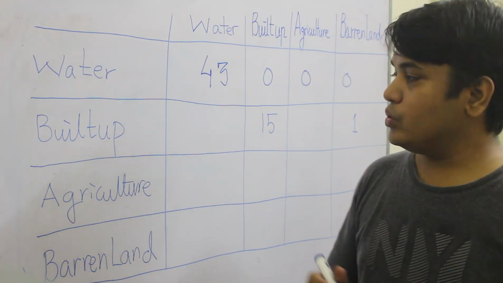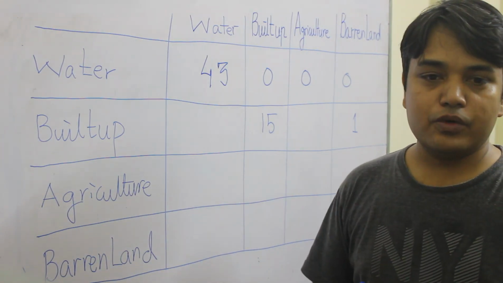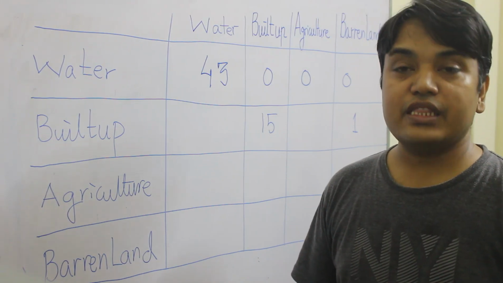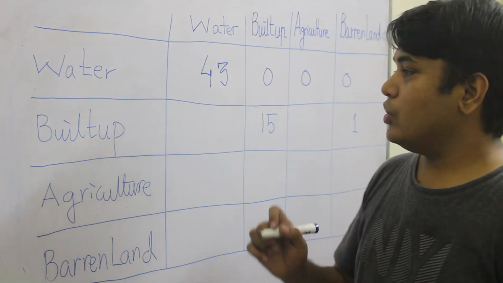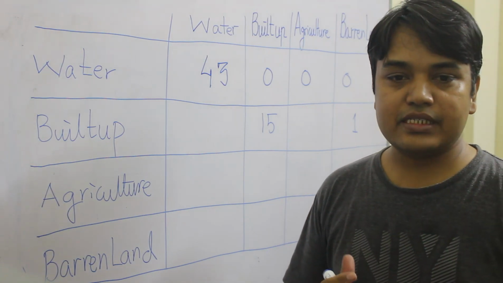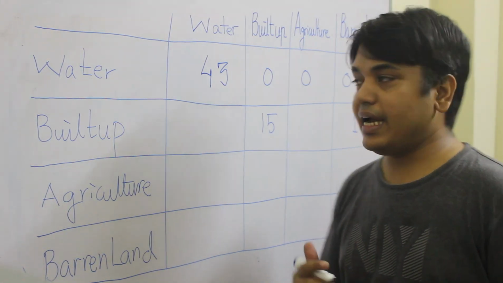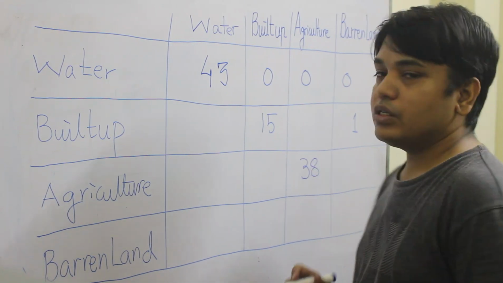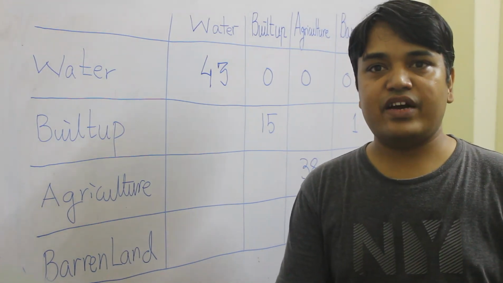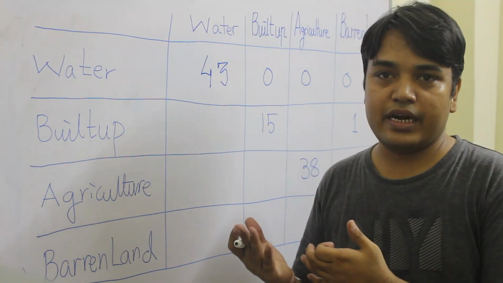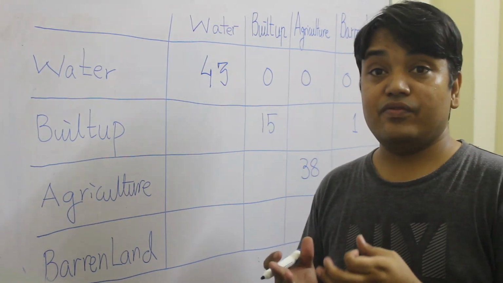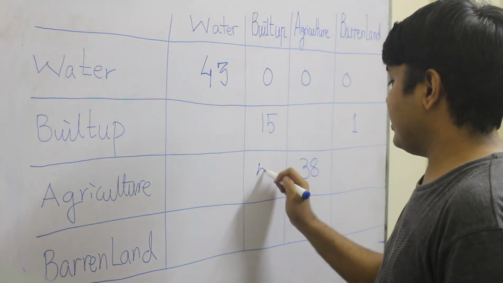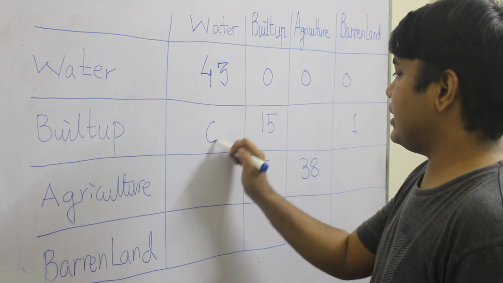Then coming to agriculture, suppose in total there were 43 pixels. Out of 43 pixels, 38 were agriculture on the ground, so the 38 classified pixels were the same as on the ground, but 5 were not agriculture, they were built up. So we'll put 5 here and 0 for the rest.